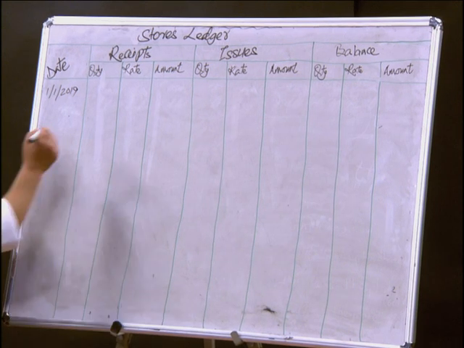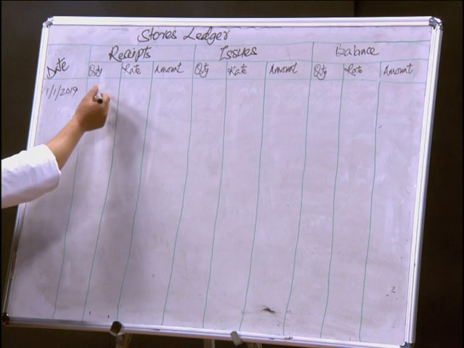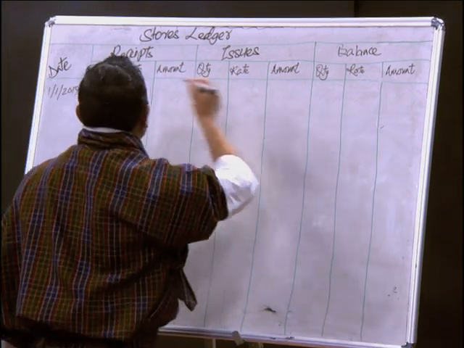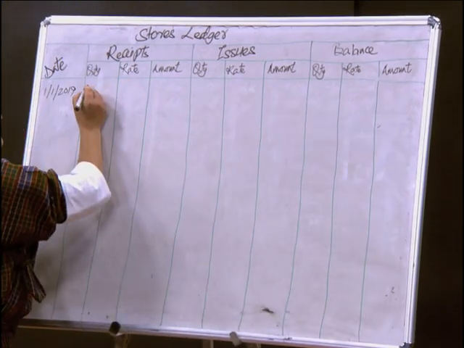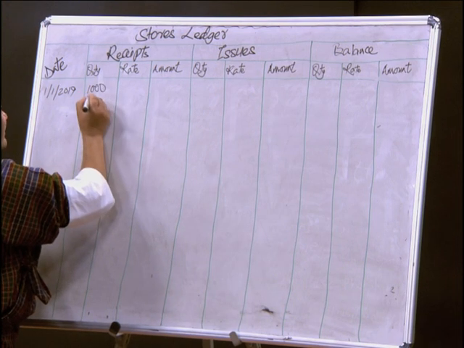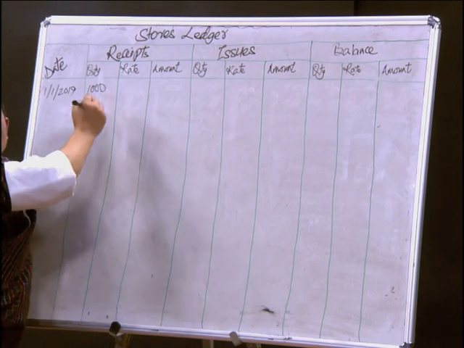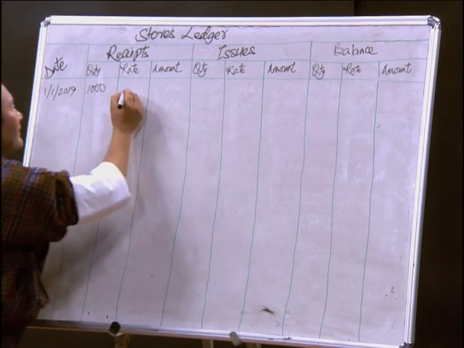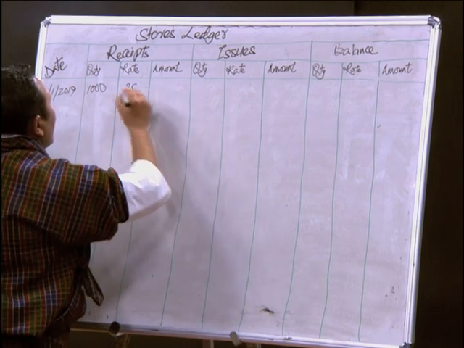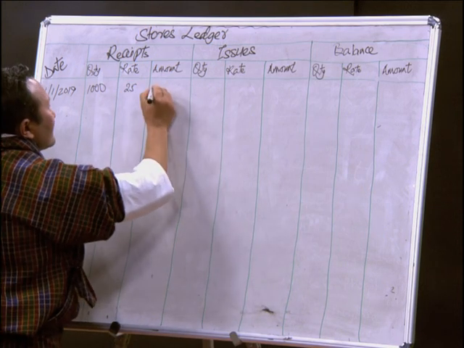The first one we have is, as I told you, the balance. We are going to record the balance directly under receipt, which means whatever balance we have received. So we consider quantity 1000 units at the rate of nil term 25. So the amount: how do we get it? Quantity times the rate, we get 25,000.